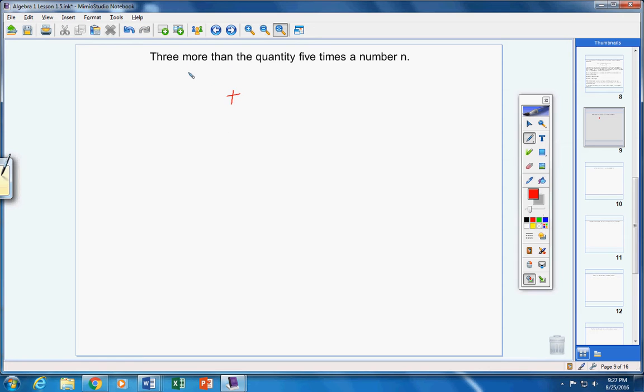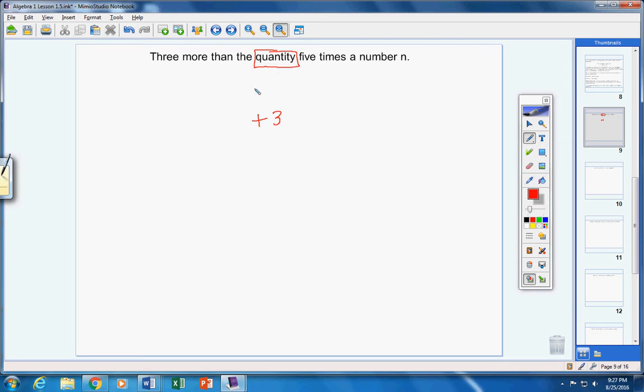Got it? Now what are we adding to? What are we adding 3 to? Now I'm going to go really slow. Watch this. What am I adding 3 to? What number or what phrase am I adding the 3 to? Well, it says 3 more than what? What word do you see? A quantity. So I have 3 more. So I'm adding 3. And I have 3 more than what?